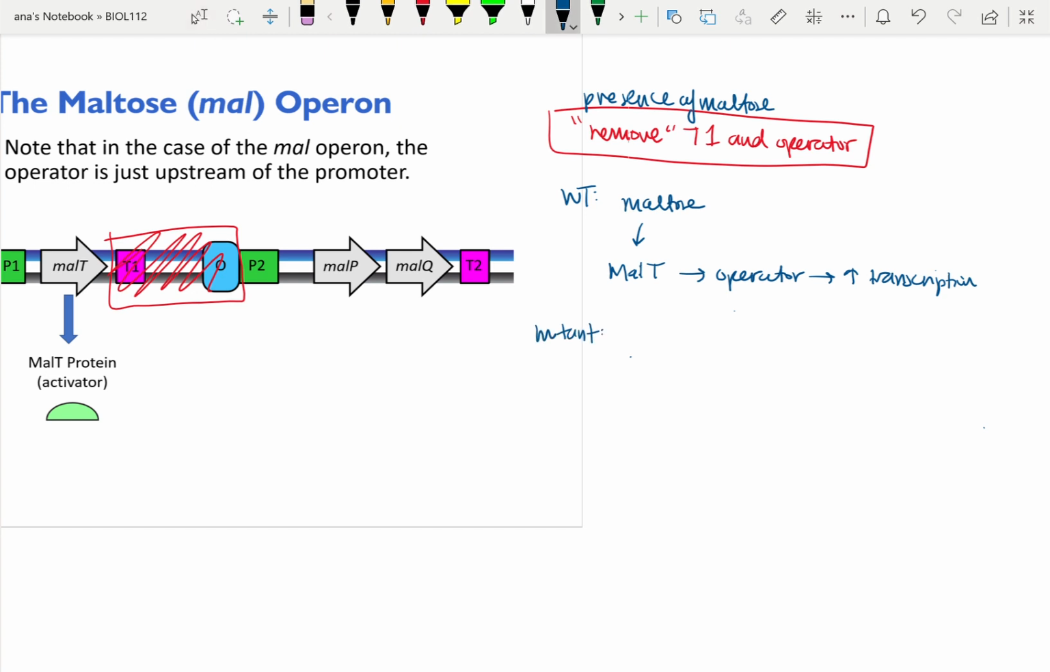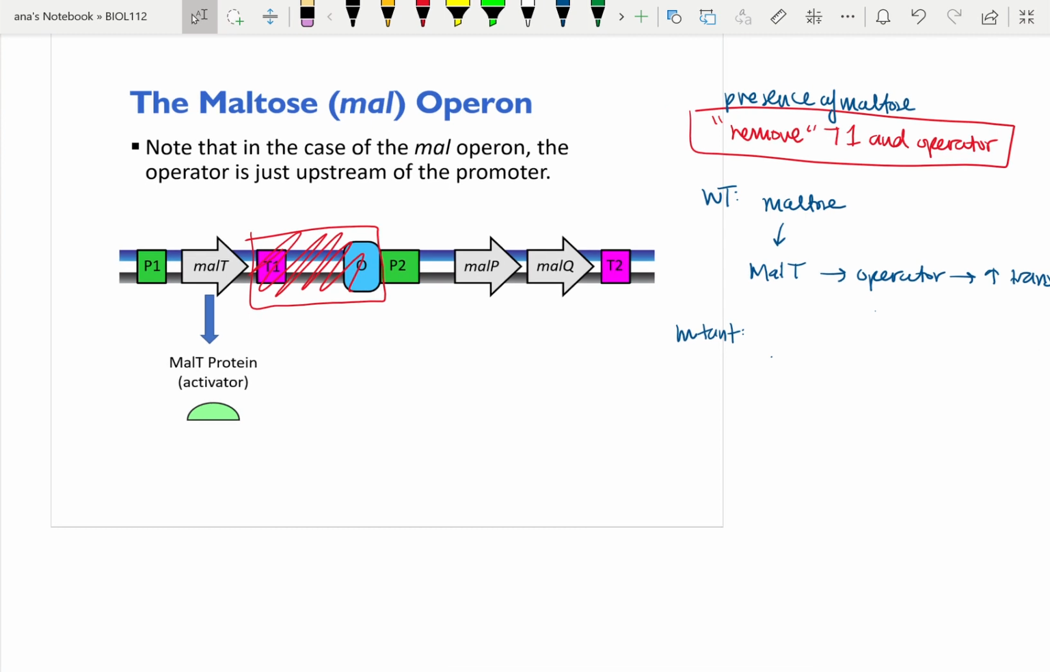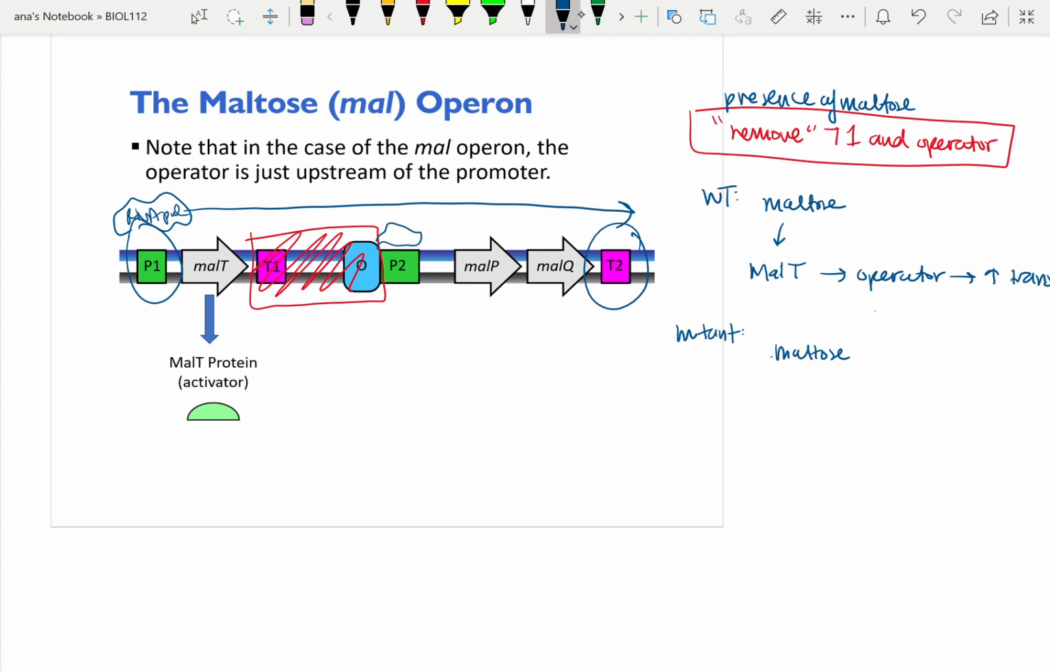So now in the mutant, we've removed T1, and we have maltose. So we still have promoter 1 and we still have a terminator, right? We have to remember that RNA polymerase binds a promoter and goes to a terminator. So no matter what, it sees this promoter, it binds, and it'll just go all the way to T2. And then maybe an RNA polymerase will also bind to promoter 2, and it would go all the way to terminator 2.